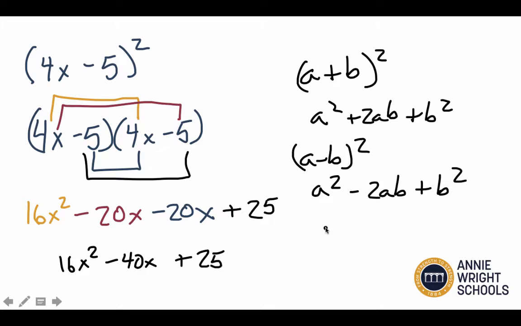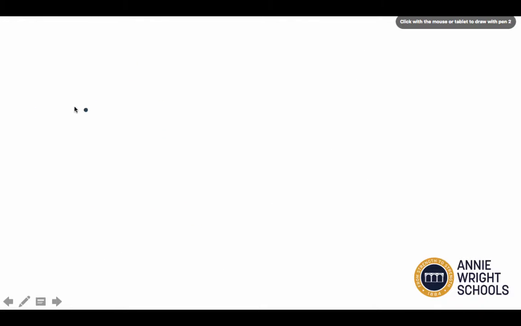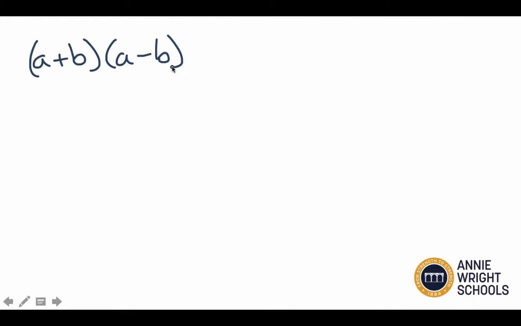There's one formula that you do want to memorize. It's just so much easier to understand it, to see it, to recognize it quickly. And that formula is called the difference of two squares. And the difference of two squares looks like this: a plus b times a minus b.